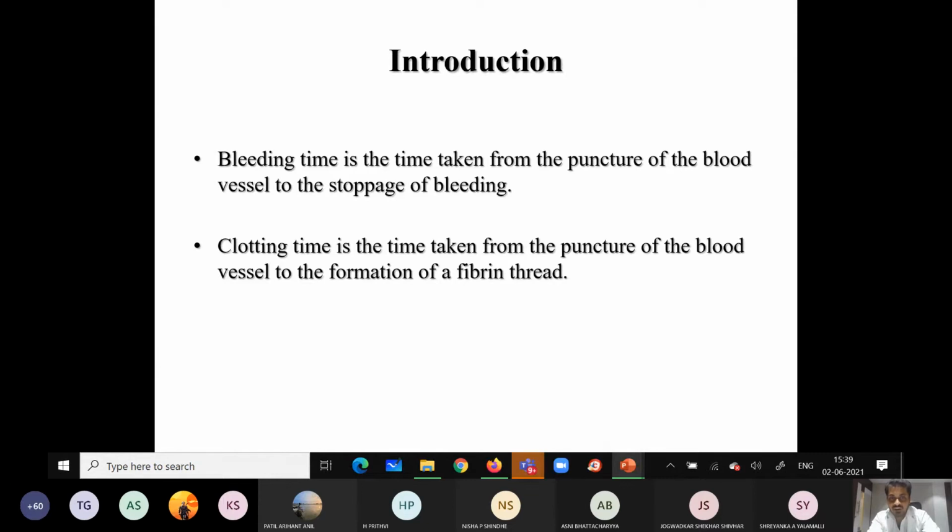So then what is clotting time? Clotting time is the time taken from the puncture of the blood vessel to the formation of a fibrin thread. So till the bleeding stops, it is bleeding time. But till a fibrin clot is formed, it's called clotting time. Is it clear?